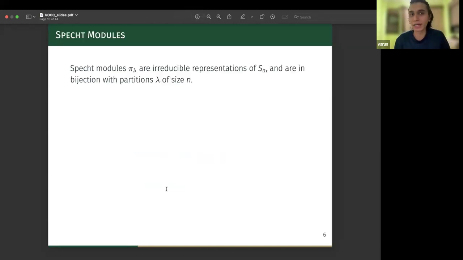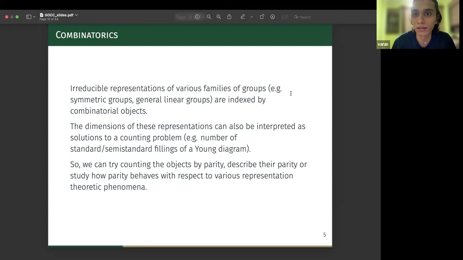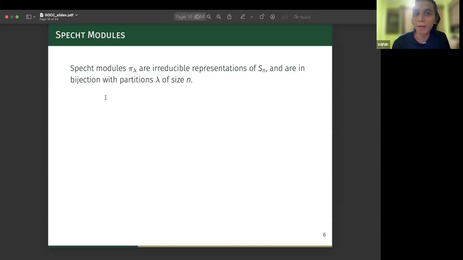So yeah, let's start with Specht modules. So what are Specht modules? I hinted at this earlier that symmetric group representations are indexed by certain combinatorial objects. These are partitions. So partitions are just ways to break up a natural number into smaller blocks. So given a partition lambda of size n, what that means is that the parts of lambda sum up to n. So given a lambda, there is an irreducible representation of the symmetric group on n letters. We'll denote that by pi lambda. And there's a one-to-one correspondence between these two objects.